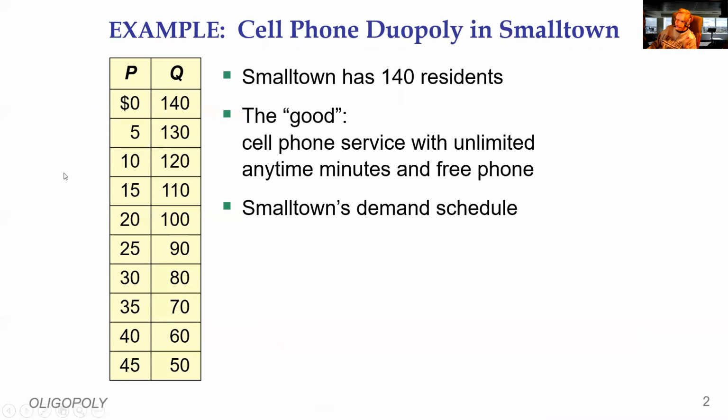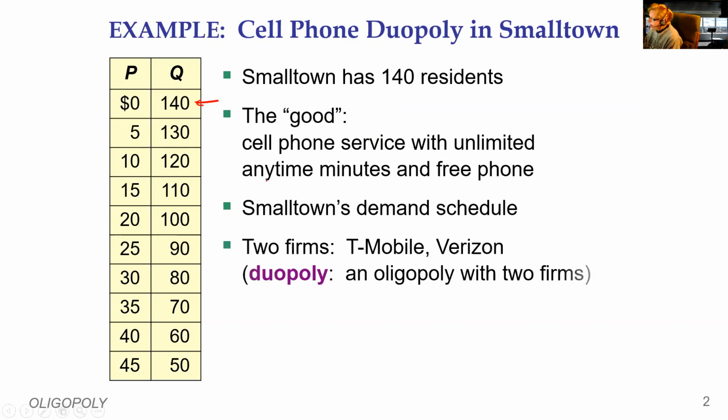In this demand schedule, we have a quantity equilibrium, if you will, of 140. And obviously, if you look at the demand schedule, if we produce 140, we couldn't charge anything. So that's probably not what we're going to produce. Now, what we have are some different alternatives. In this particular example, we have a duopoly, and a duopoly means there are two firms. We're going to use T-Mobile and Verizon.